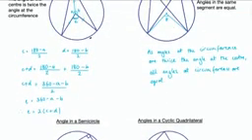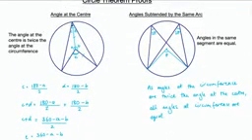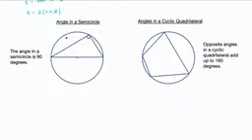Now, some people consider this the same as angle at the center, right? Because if we look at this triangle here, well, firstly, the theorem says that the angle in a semicircle is 90 degrees. So if you have a diameter, whatever angle you draw from the ends of that diameter, if it touches the circumference, it will be 90 degrees. So the angle in a semicircle is 90 degrees.